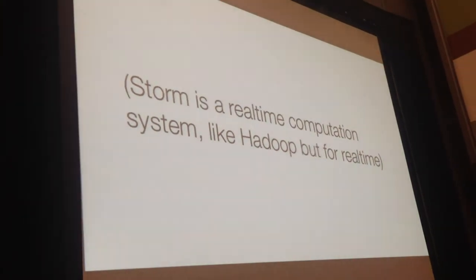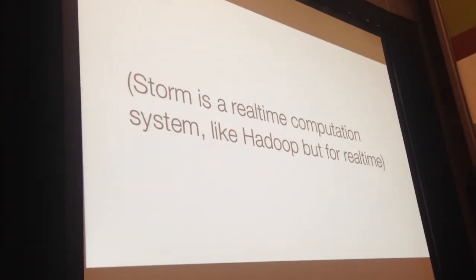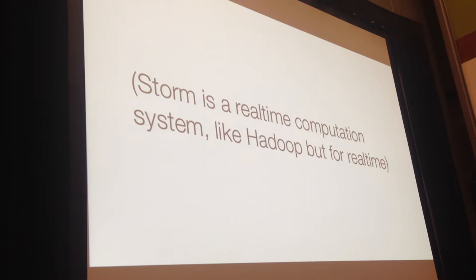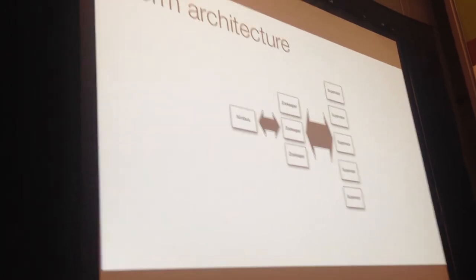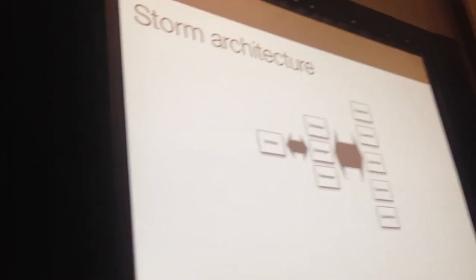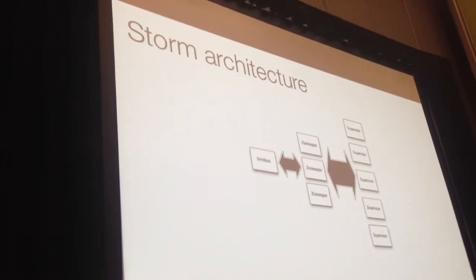For those of you that don't know, Storm is a real-time computation system. It's like Hadoop, but for real-time processing. In Storm, you run what are called topologies, which are infinite computations, whereas in Hadoop, you run jobs, which are fixed computations. So to understand this example and some of the later examples I'll be using, it's helpful to understand the very high-level architecture of a Storm cluster.